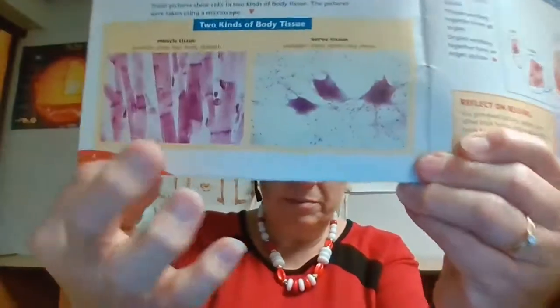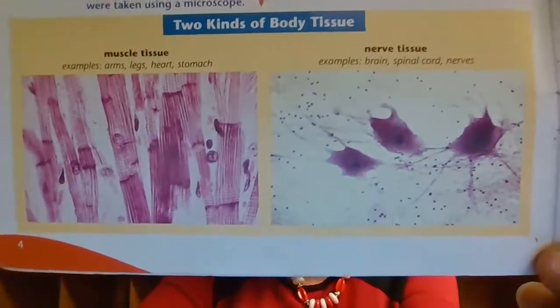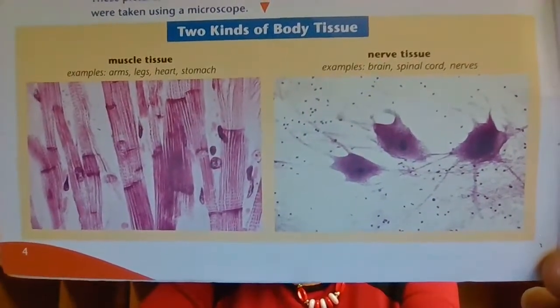Okay, there's two pictures here, two different kinds of body tissue. One is the muscle and the other is the nerve. This is the muscle tissue. That's what that looks like. This is the nerve tissue. They look very different, do they not?